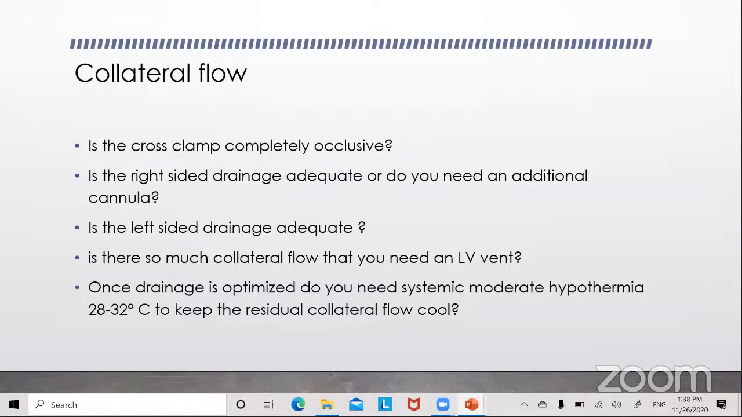Collateral flow: is the cross-clamp completely occlusive? Is the right-sided drainage adequate, or do you need an additional cannula? Is the left-sided drainage adequate? Is there so much collateral flow that you need an LV vent? Once drainage is optimized, do you need systemic moderate hypothermia to keep the residual collateral flow cold?